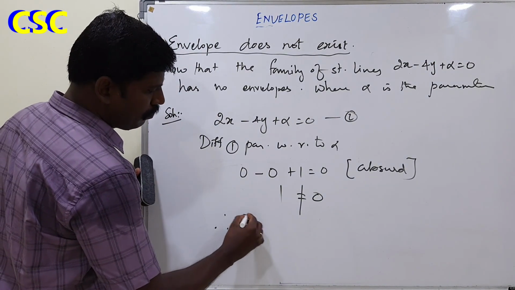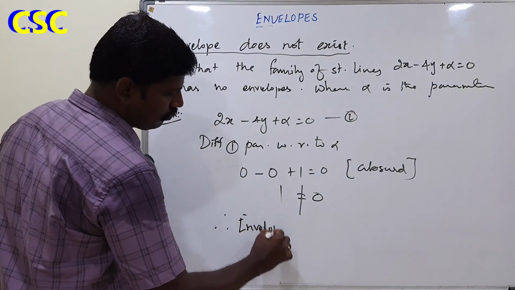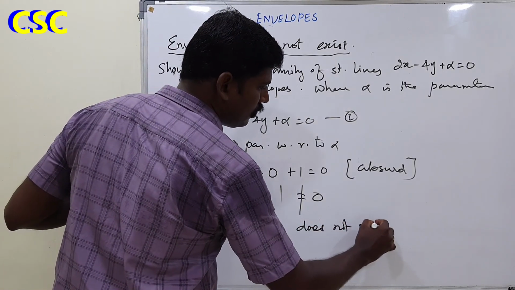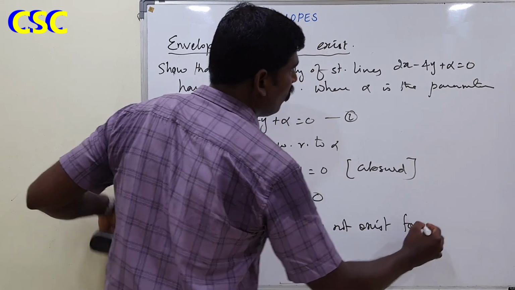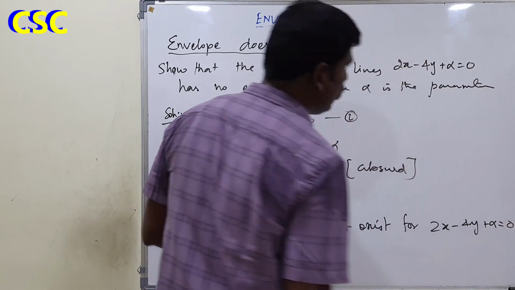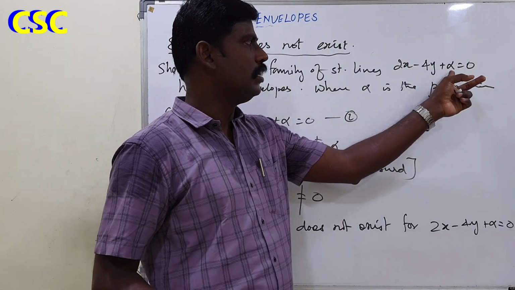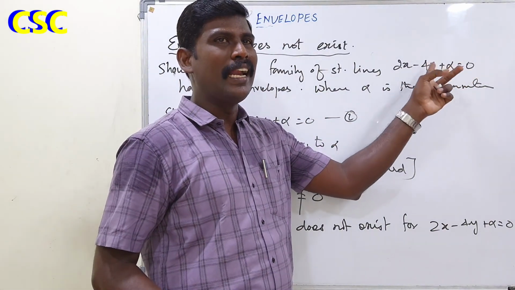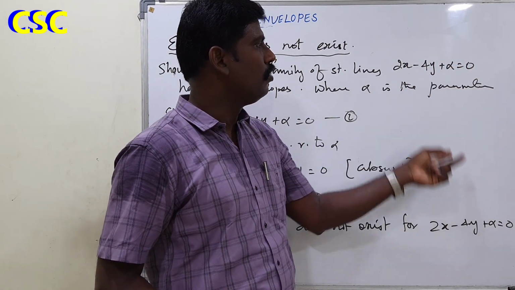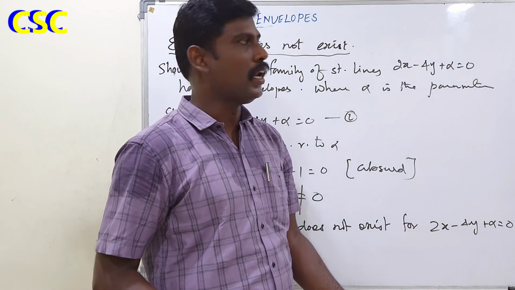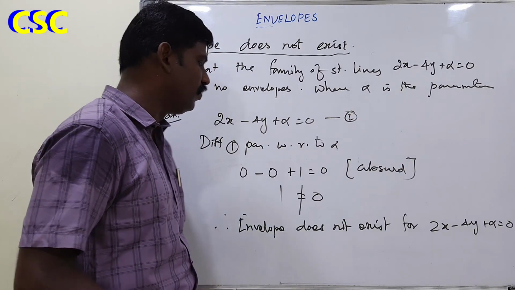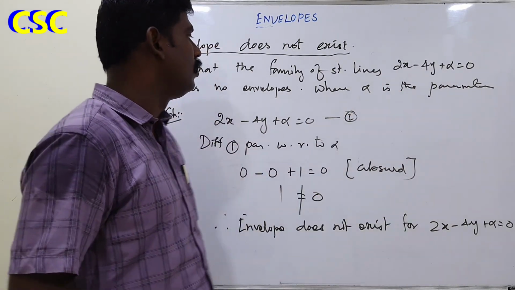Therefore, envelope does not exist for 2x minus 4y plus alpha equal to 0, right? So alpha is the constant, isn't it? Right? So parallel lines differ by their constant value. So if we change the values of alpha, you will get the members of the parallel lines. So no such curve touches all the members of the family. Therefore, envelope does not exist for them. Okay.